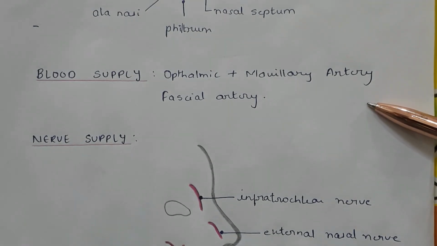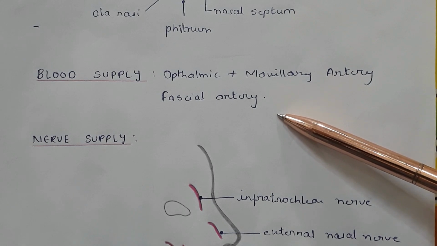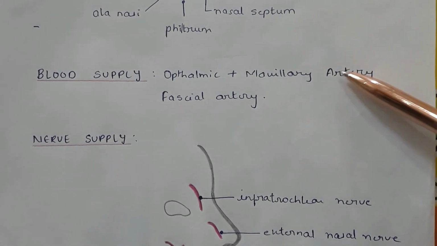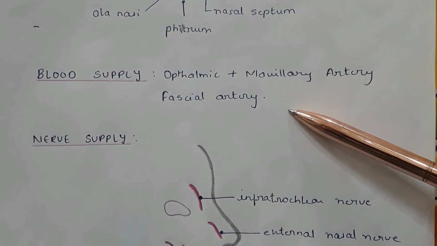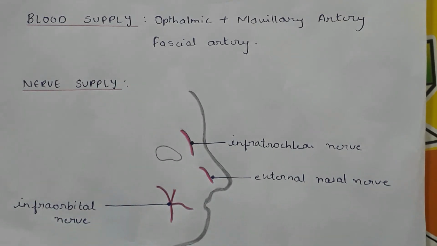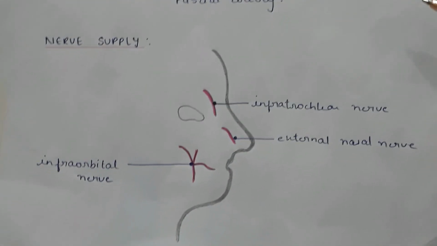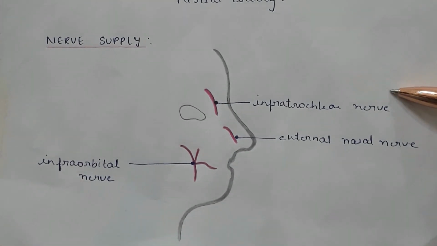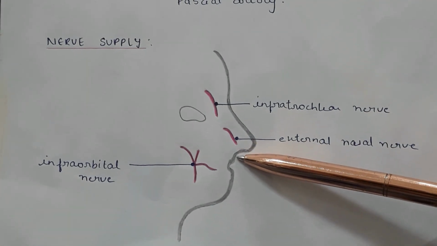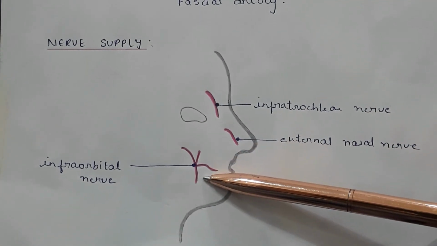Blood supply of the nose is done by the ophthalmic, the maxillary artery, and the facial artery. The nerve supply of the nose is done by the infratrochlear nerve, the external nasal nerve, and the infraorbital nerve.